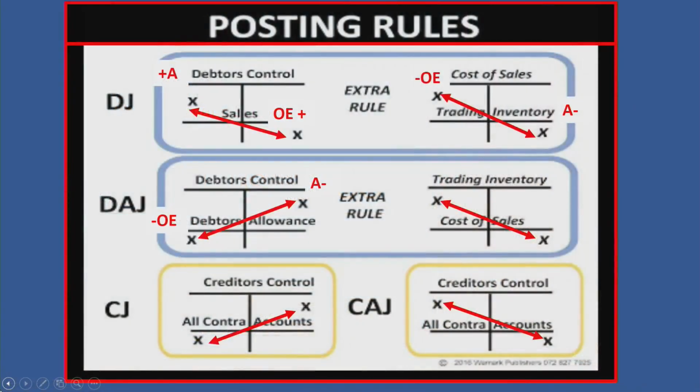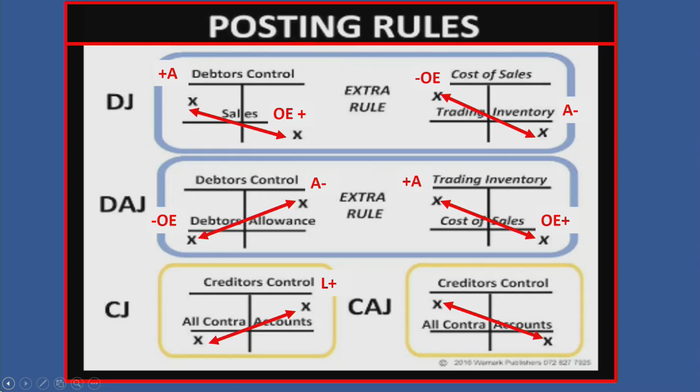Let's go back to the slide. Next, trading inventory up. So the asset goes up. Why? They brought it back. The cost of sales, which was previously in the top line debited, is now credited, OE plus. Not because it's an income, because the expense is cancelled. And then at the bottom, why would I credit creditors control through the CJ? Because the liability goes up, I owe them more.